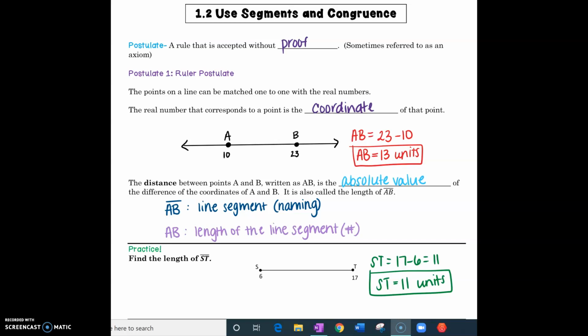So if you wanted to, you can also say ST is equal to 6 minus 17, which is equal to negative 11. But because we can't have a negative length, we want to take the absolute value of this difference. So again, we would get ST is equal to 11 units.